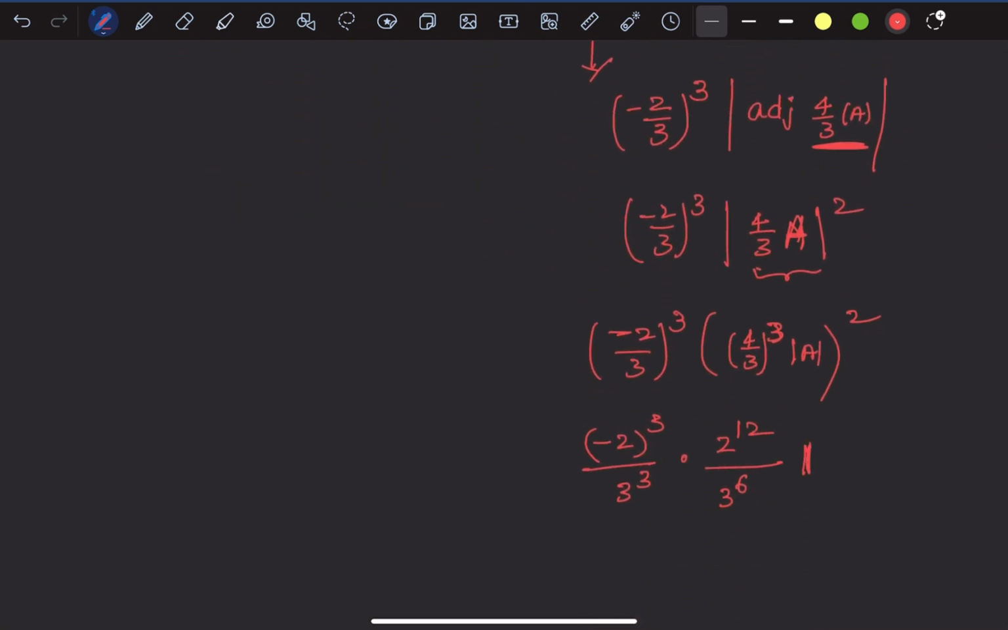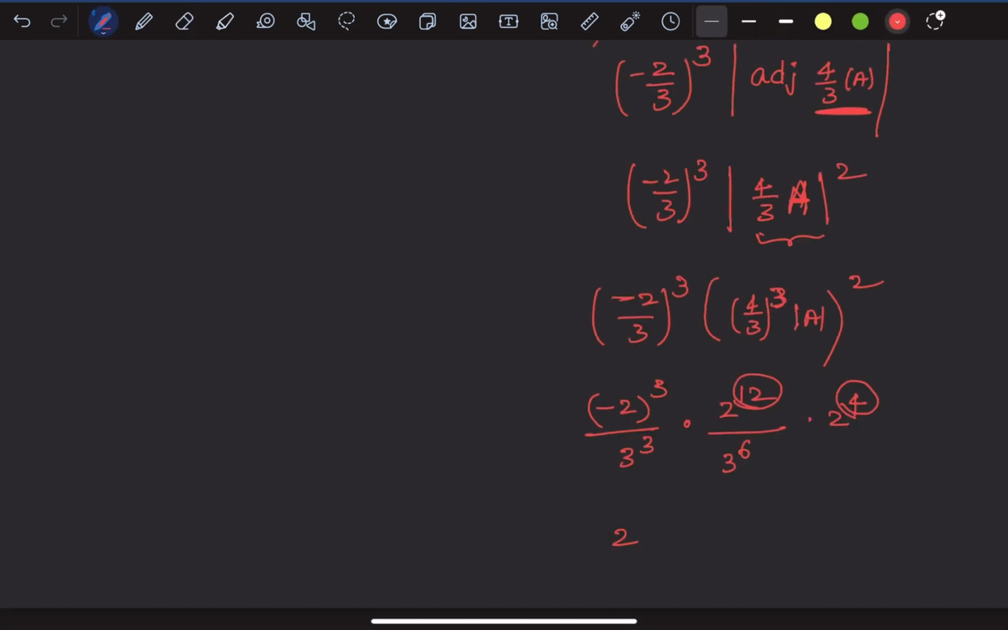4 square. So 4 square can be written as 2 power 4. So this will be 2 to the power 4 multiplied by 2 to the power 12 is 2 to the power 16. Here you will get 2 cube. So 2 to the power 19, and there will be one minus sign also, by 3 to the power minus 9. So your M is 19 and N is minus 9. So M plus N is equal to 10.